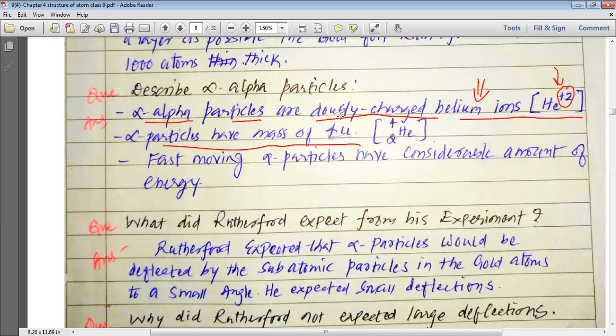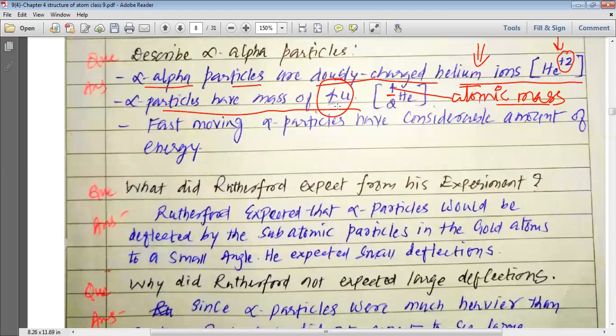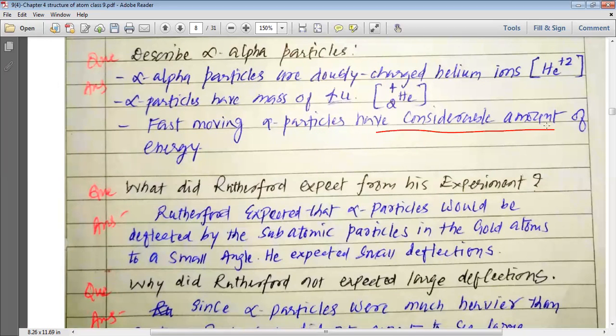Alpha particles have a mass of 4u. You can see that, 2He4. When we write 4, this represents the atomic mass. And thus we can say that alpha particles have the mass of 4u, or 4 unified mass. Fast moving alpha particles have a considerable amount of energy. So those alpha particles which are moving very fast have a considerable amount of energy.